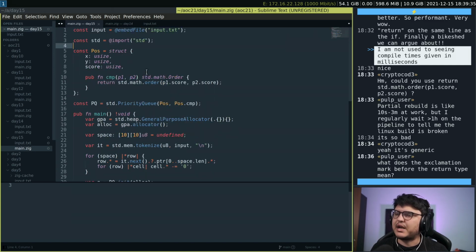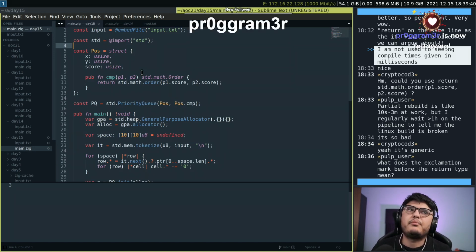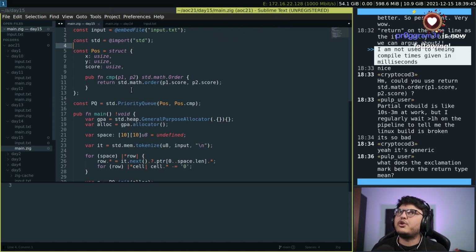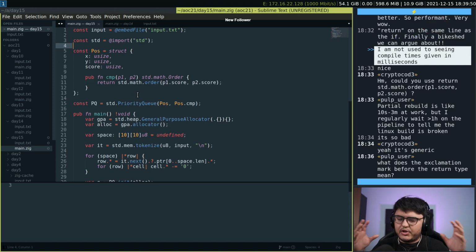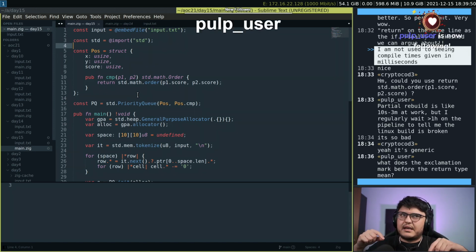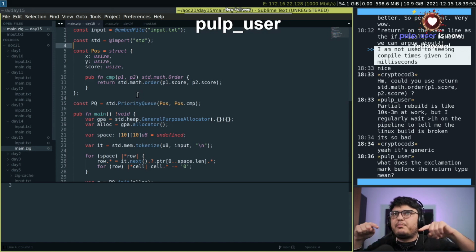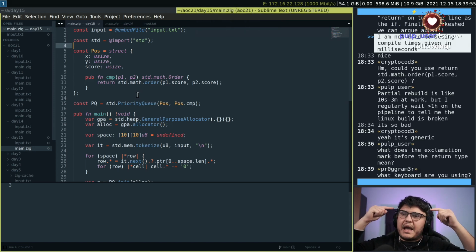Our errors are just numbers, but if this were, I don't know, Go, programmer, thank you for the follow. So if this were Go, every time you pass an error around, you kind of need to add context to it, because otherwise you don't know exactly which path that error took until you panicked from it.